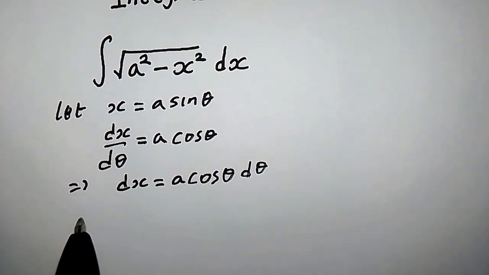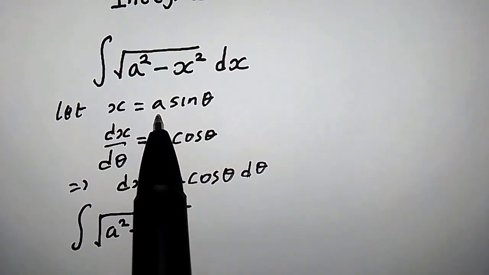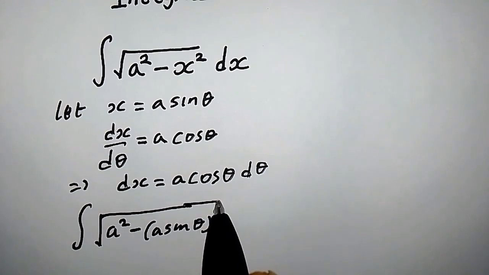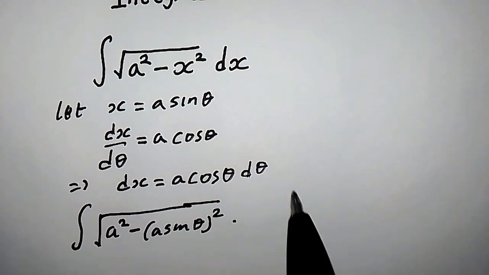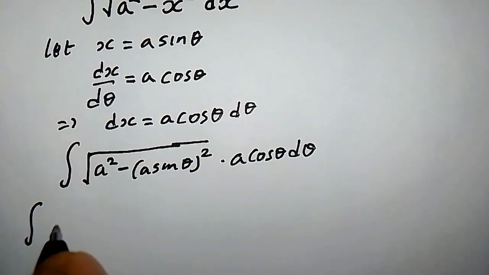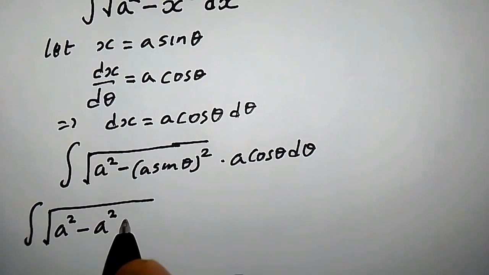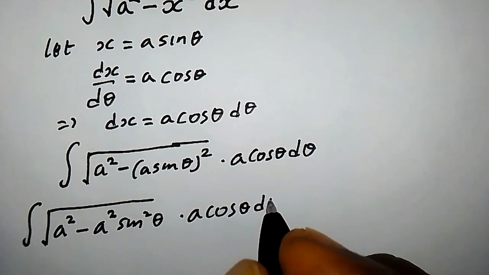So from here we have the integral of square root of a squared minus x squared. In place of x we write a sine theta all squared, and in place of dx we write a cos theta d theta. The integral of square root of a squared minus a sine theta all squared is simply a squared sine squared theta, times a cos theta d theta.